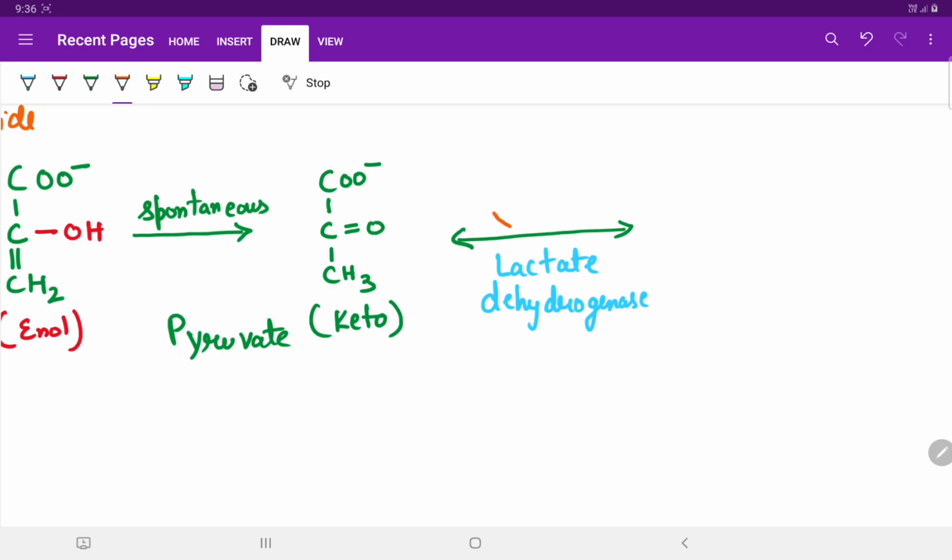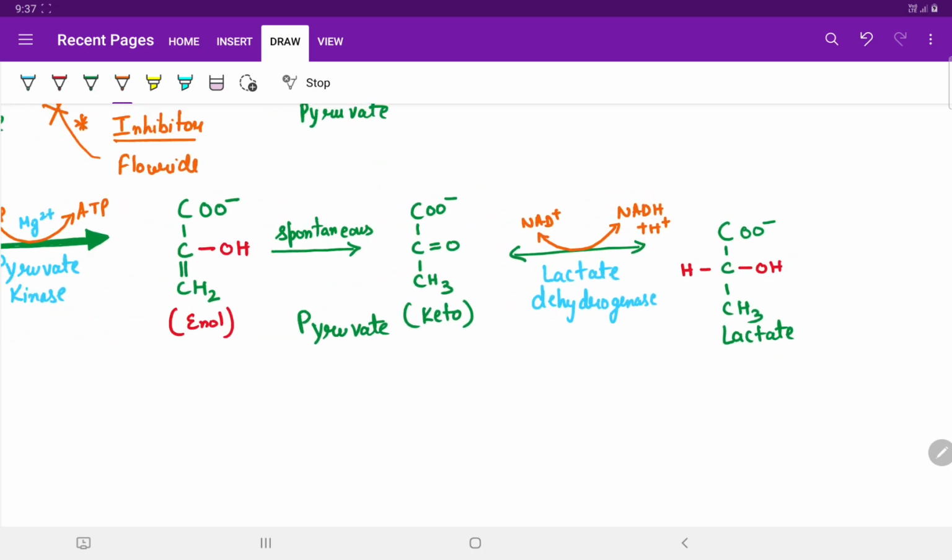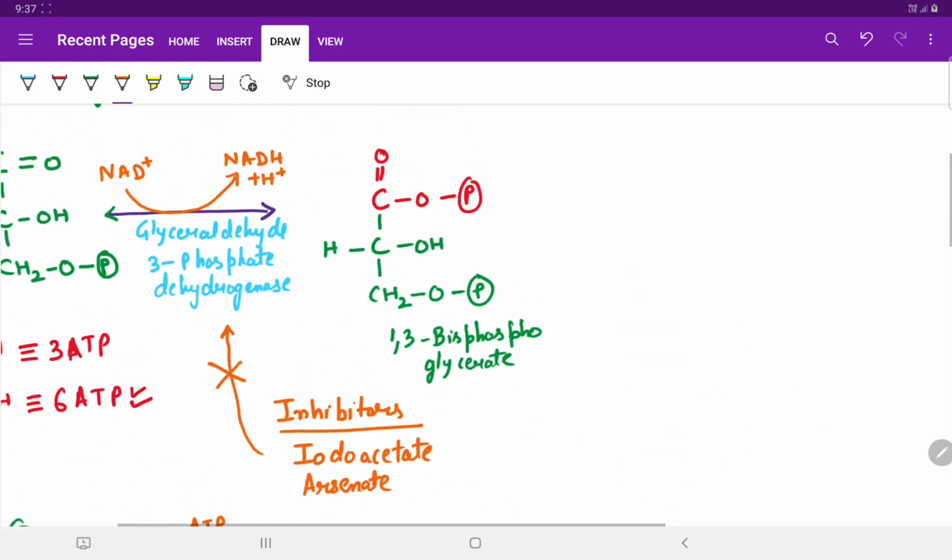Now this is also accompanied by production of one NADH from NAD. So the structure of lactate dehydrogenase is as follows. Now this is the structure for lactate. This is the anaerobic breakdown of pyruvate into lactate with production of NAD. So I hope students now it is clear to you how the energy generation phase is occurring.